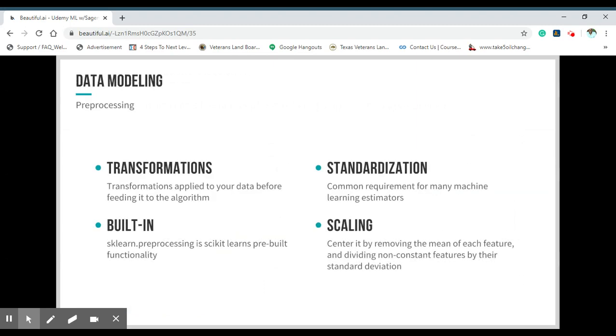Data modeling. That consists of 4 different items: data transformations, which is just the transformations needed to make sure your data is ready before feeding it to an algorithm. Standardization, we talked about that as well, which is a common requirement for any machine learning estimator. And we discussed how different transformations and standardizations can affect a model. So, for example, normalization versus min-max scaling, or normalization versus standardization. And also various built-in functions that really make your life easier.